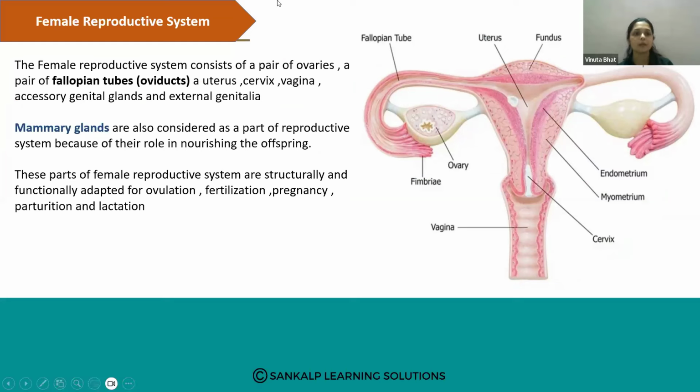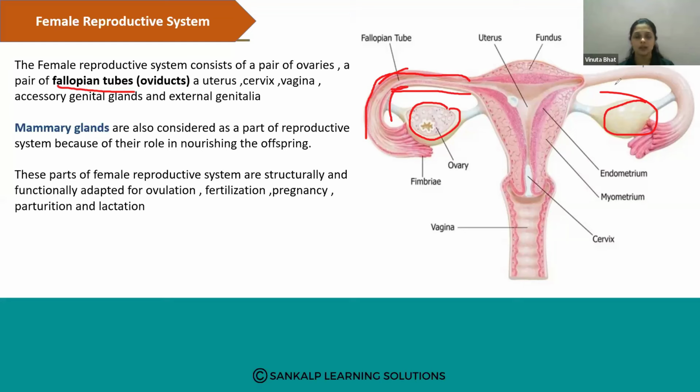So here the female reproductive system consists of a pair of ovaries. So these are the pair of ovaries and a pair of fallopian tubes. So this is the fallopian tube. This structure is called the oviduct or the fallopian tube.